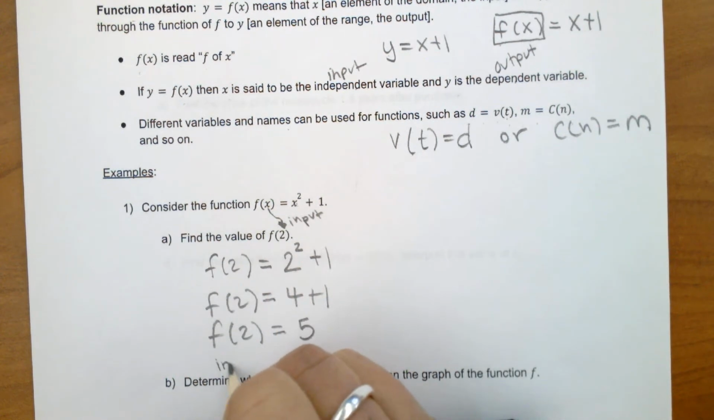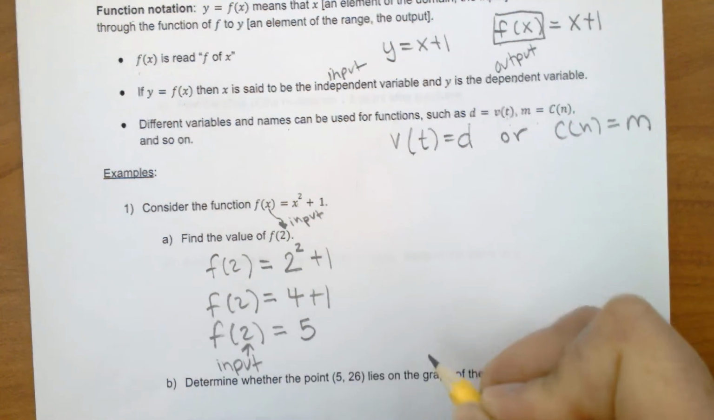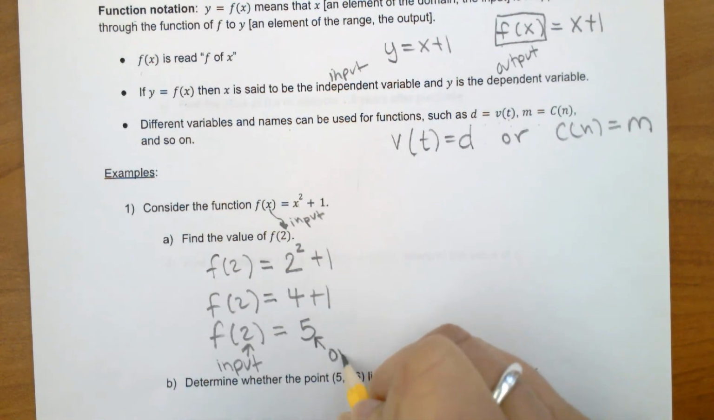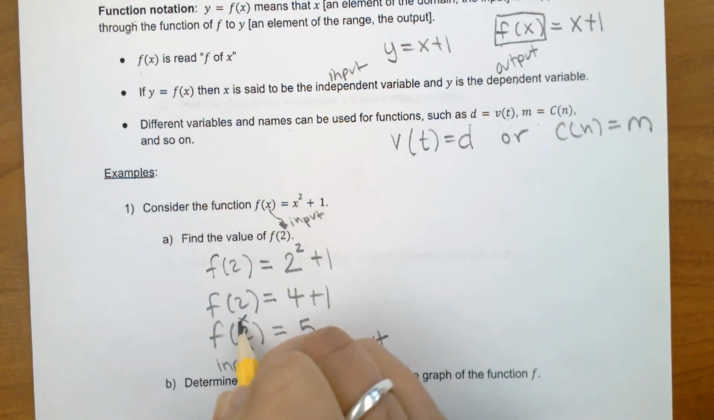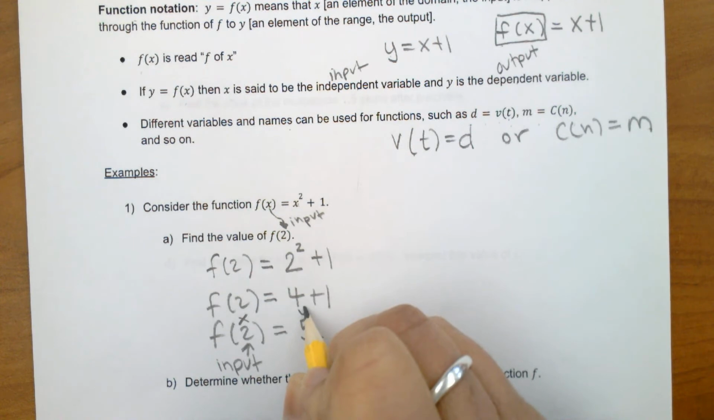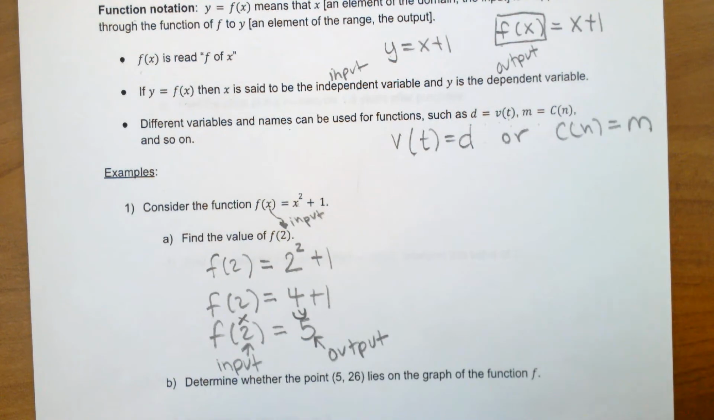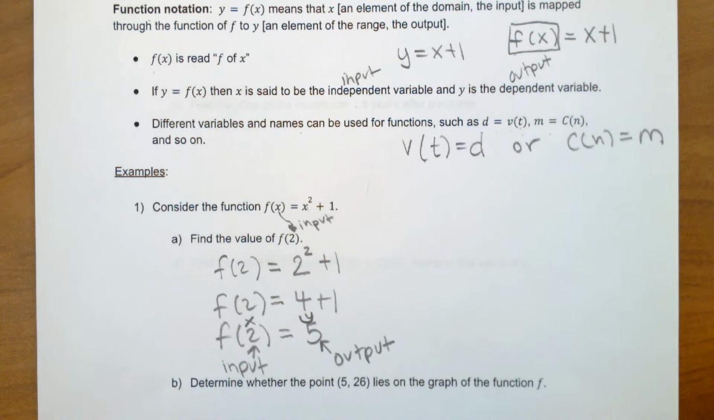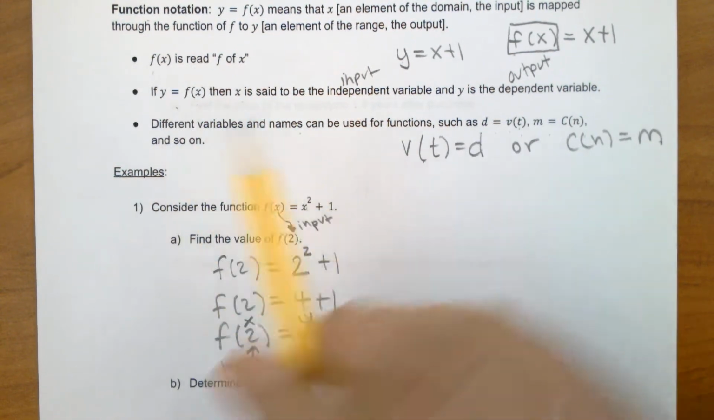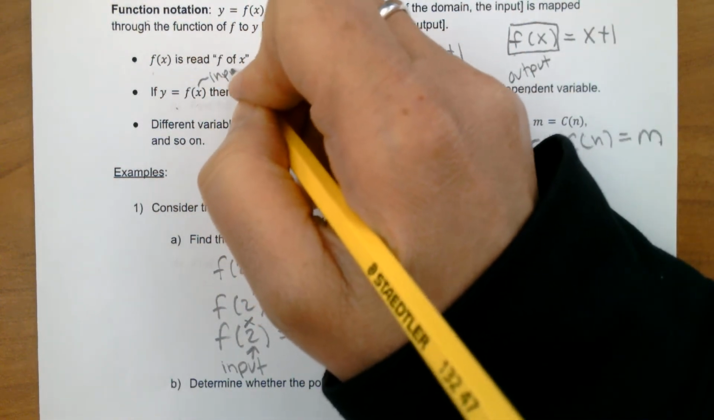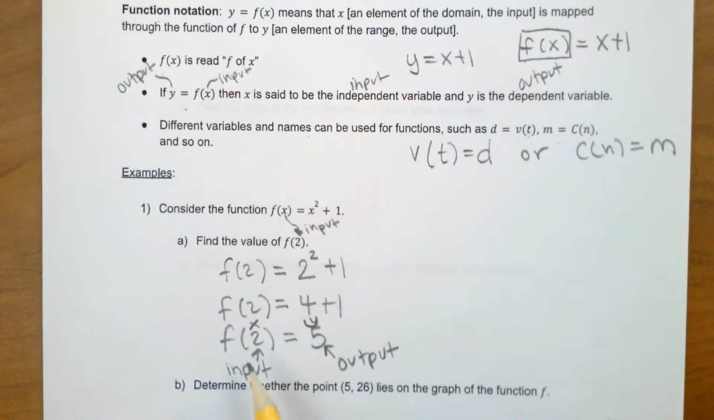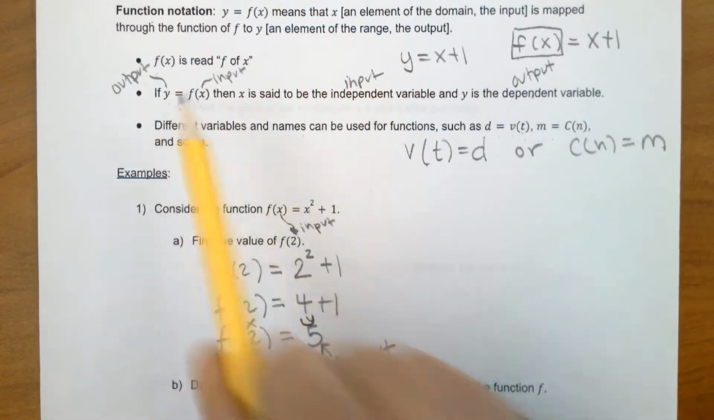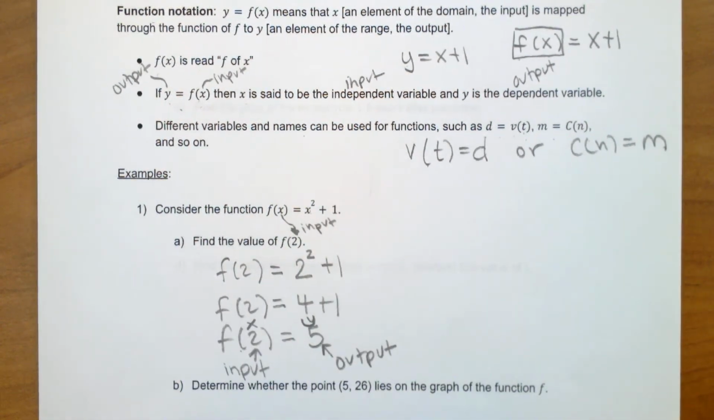So what we did is we input the number 2 and we got an output of the number 5. So we input the x value and we got an output of the y value. That's what a function is. That's exactly what this means. We input and we get an output. And remember, it could either be written like this or it could be flipped around. So both mean the same thing. You have to find your input and you have to find your output.